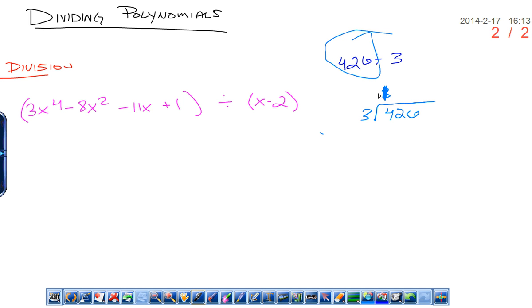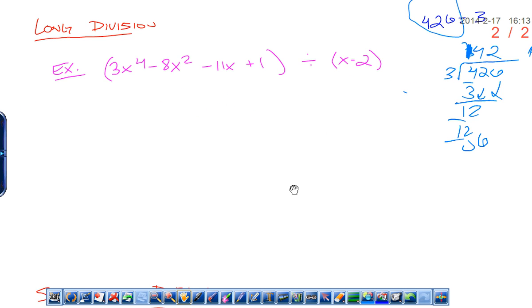Oh, sorry, that should be a 1. 1 times 3 gives me 3, then 1, and 12, and that'd be a 4. 4 times 3 is 12. We subtract. Bring down the 6. 3 times 2 makes 6. So my answer is 142. If this is like 7, then we have a remainder out here, yada, yada, yada. So hopefully that was 4th grade? That was several years ago for many of you.